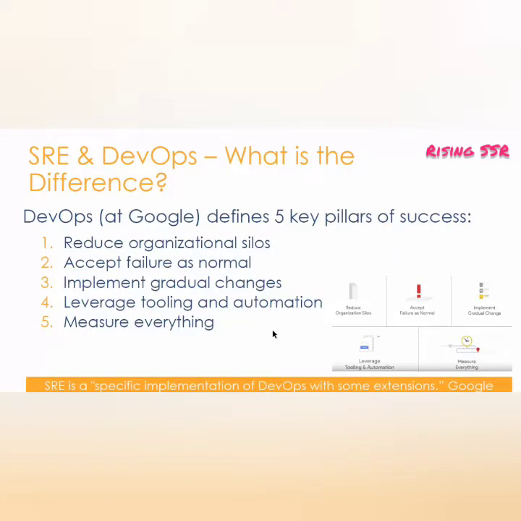The first pillar is reducing organizational silos. One of the objectives of DevOps is to reduce the organizational silo, basically the silo which used to operate between Dev and Ops. Traditionally, DevOps is trying to get rid of that silo. It is trying to integrate the development team with the Ops team.